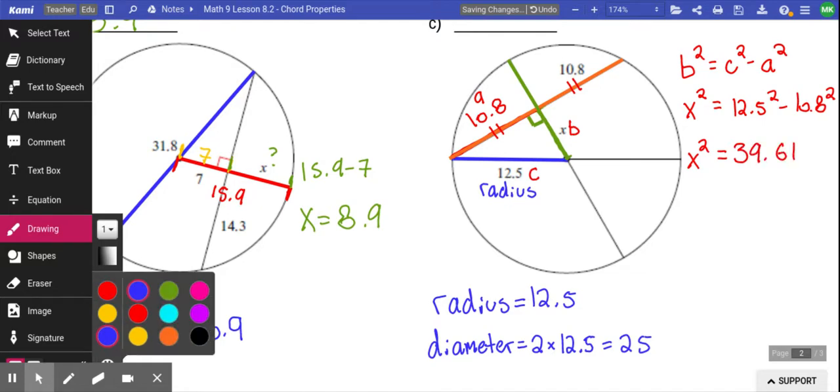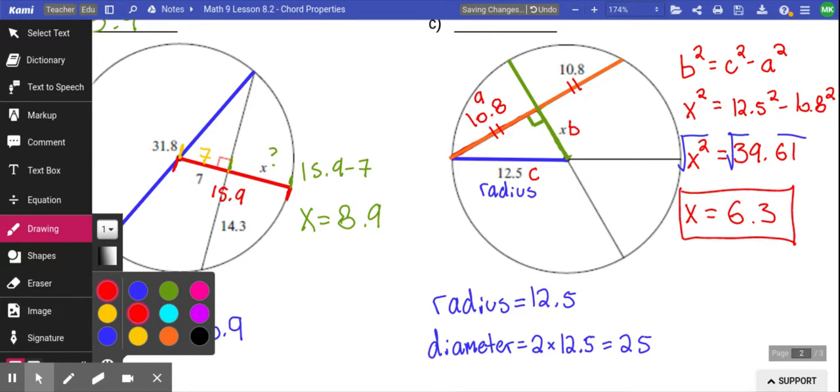And then you're going to square root both sides. You're going to notice we do a lot of Pythagorean theorem in this unit. So if you're struggling with Pythagorean theorem, let me know or go get some help from a parent or a tutor or a friend. We're going to say x equals 6.3. And that's our answer.